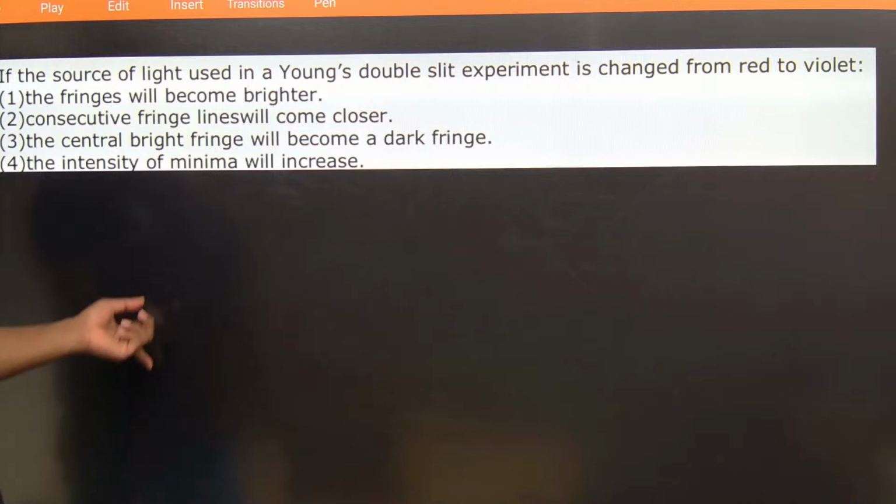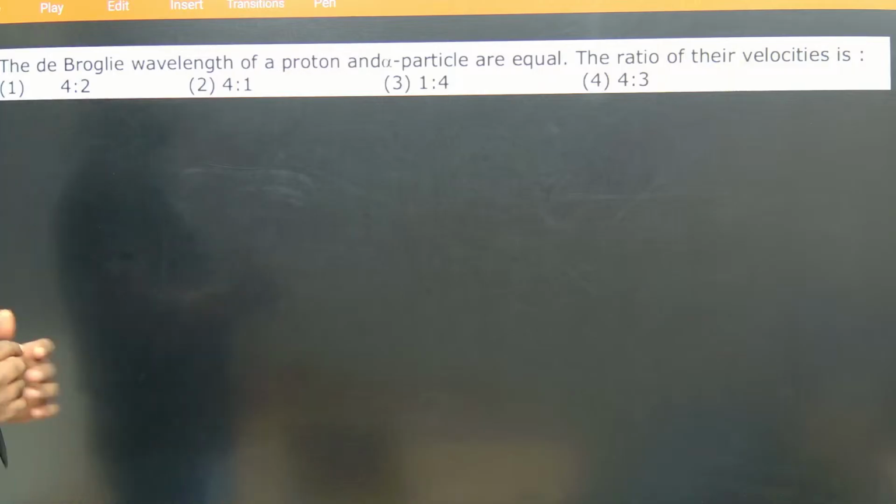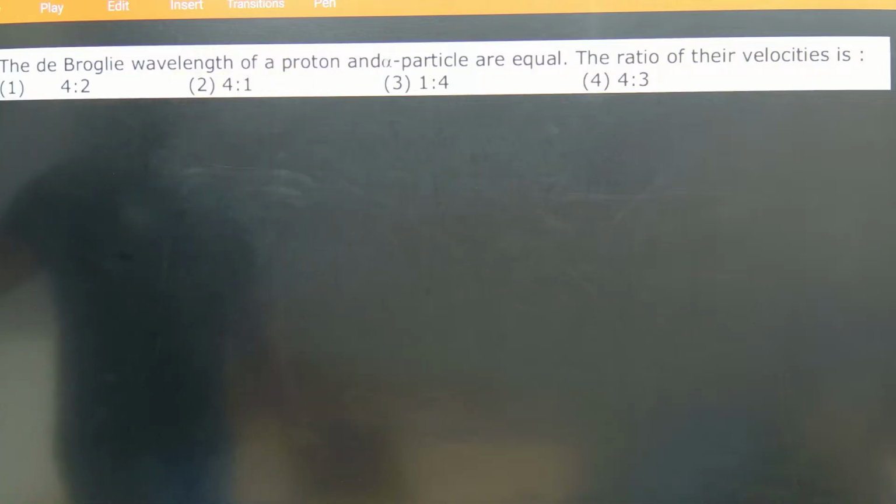Okay, we'll go for the next one. The De Broglie wavelength of a proton and alpha particle are equal, and the ratio of their velocity is. So can you give the answer for this question? We'll see. I need to get the velocities, like what they said, De Broglie wavelength are equal.